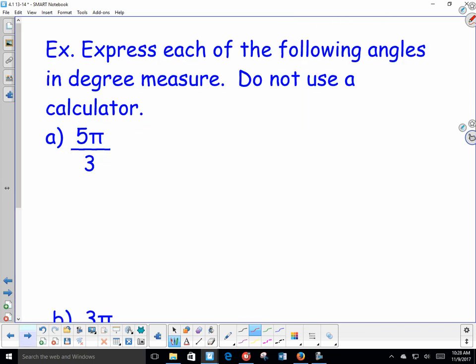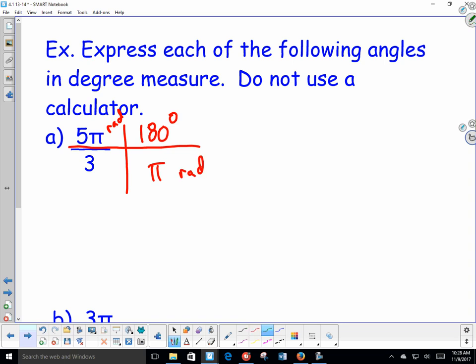What if we want to go the other direction? Express each of the following angles in degree measure. Do not use a calculator. So for these, let's multiply not by pi over 180 degrees, but this time by 180 degrees over pi. In this case, this is 5 pi over 3 radians.